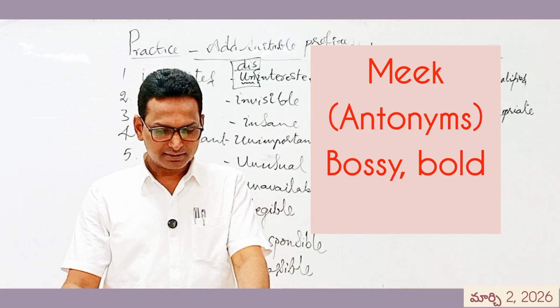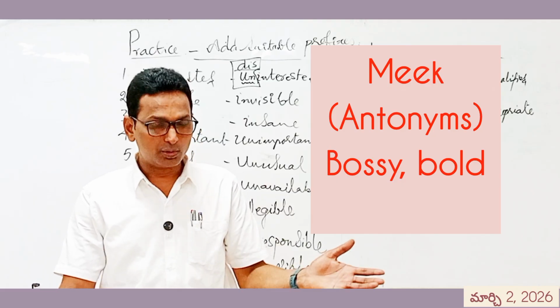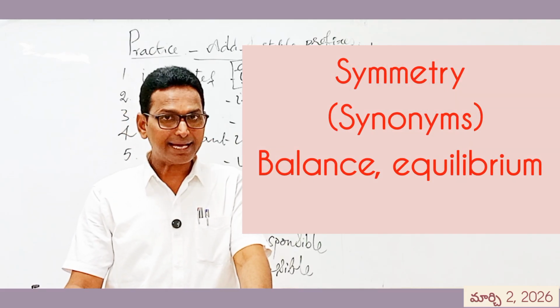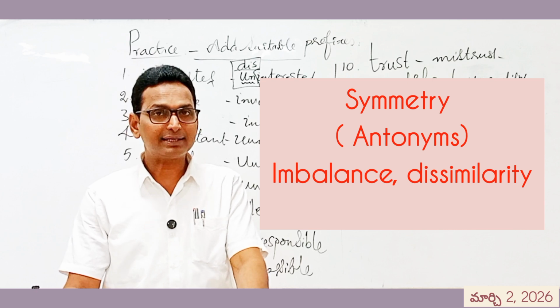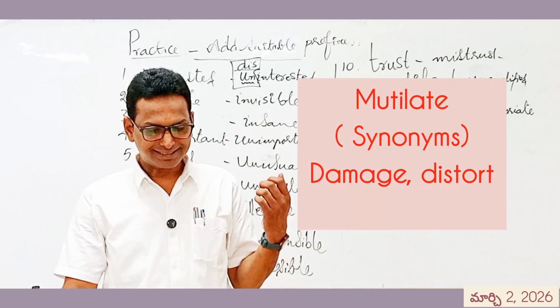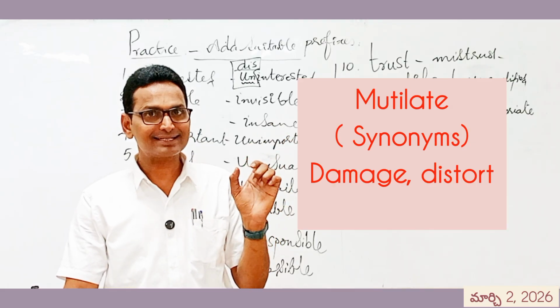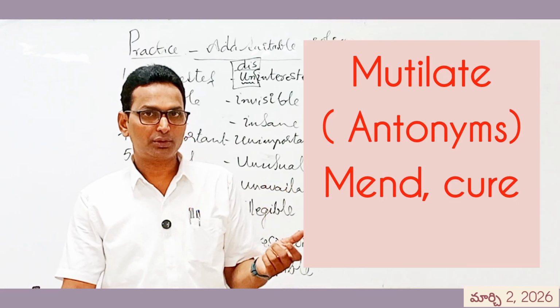Antonyms for the word meek: bossy, bold. Symmetry. Synonyms: balance, equilibrium. Antonyms: imbalance, dissimilarity. Mutilate. Synonyms: damage, distort. Antonyms: mend, cure.